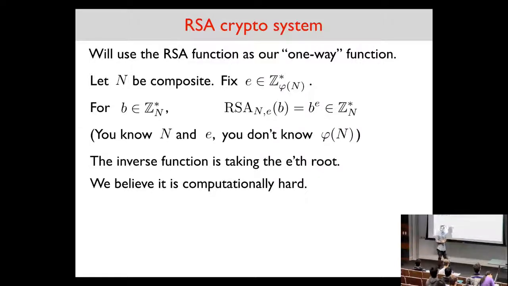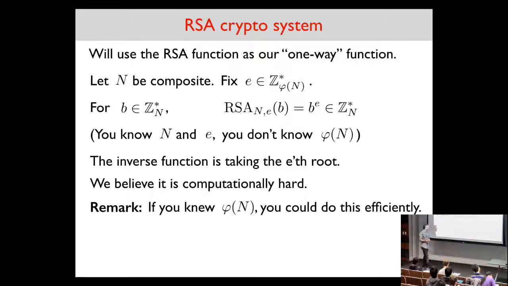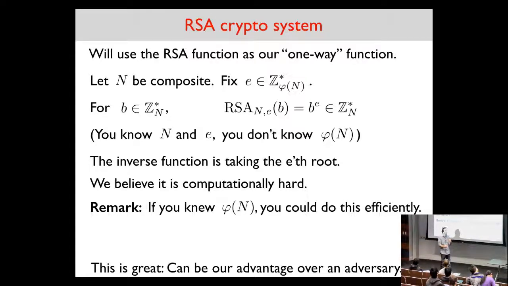As we discussed, the inverse function, let's say if e is 3, taking the cube root, seems to be hard. We believe it's computationally hard. But here's the remark that I made earlier. If you knew phi of n, you could actually do this inversion quickly. And that's great, because this is the advantage that we need over our adversary. This is what Marjorie is going to do to invert it, because she has to be able to invert this. And how is she going to invert it? Well, she's going to know phi of n.